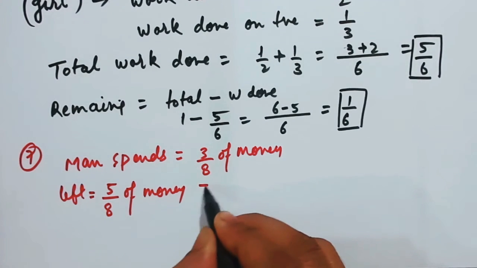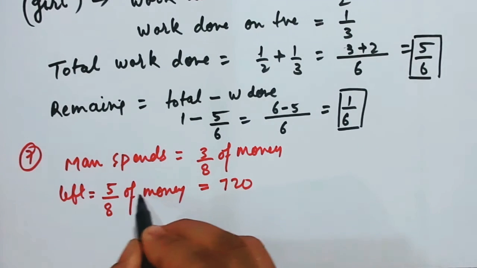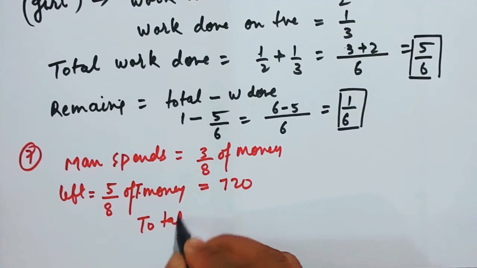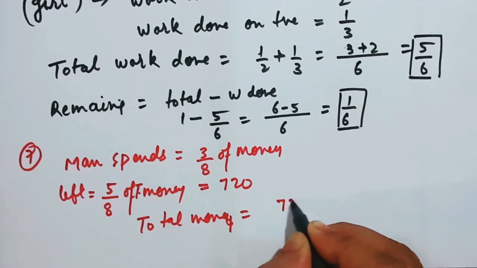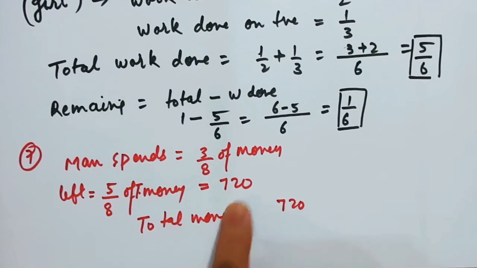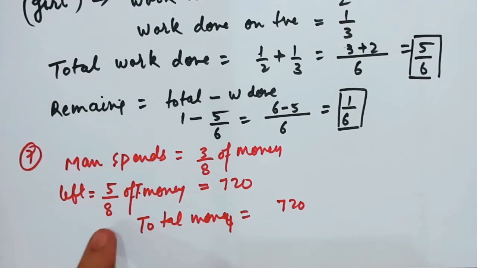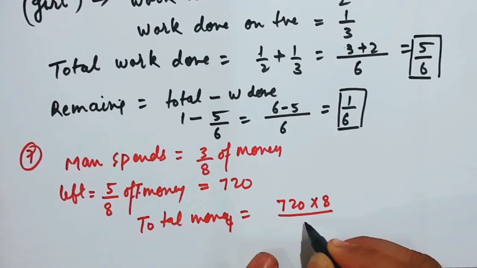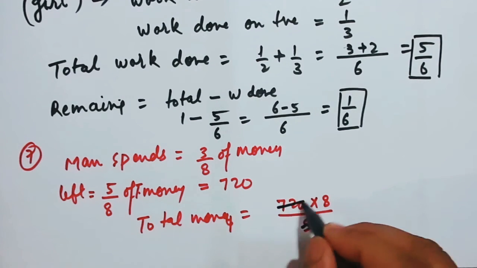Okay. Now I hope you have understood this. So 5 by 8 of money is equal to 720. What to find out? Of money means total money. So what will be the value of the total money? Total money will be equal to 720. Please transpose 5 by 8 onto the other side. So what will happen? The denominator over here will become the numerator, and the numerator will become the denominator. Clear?